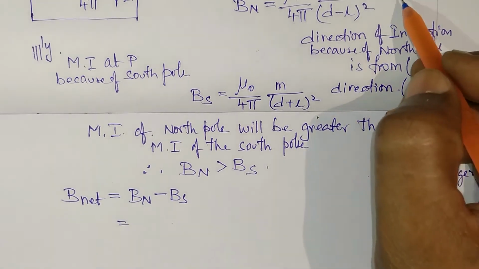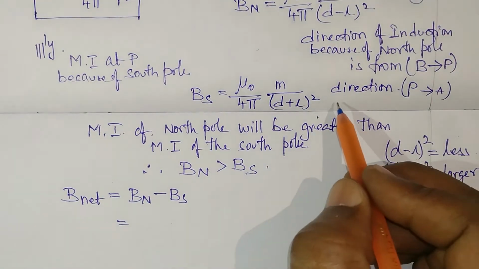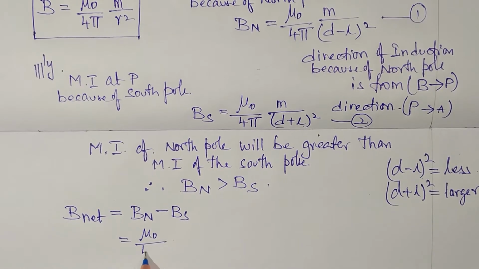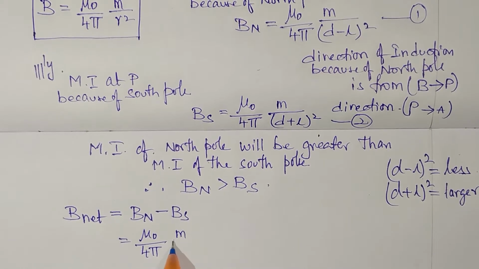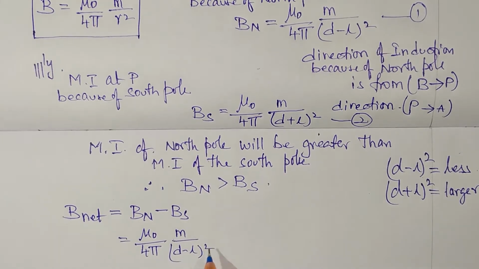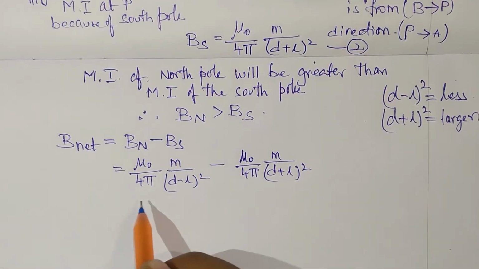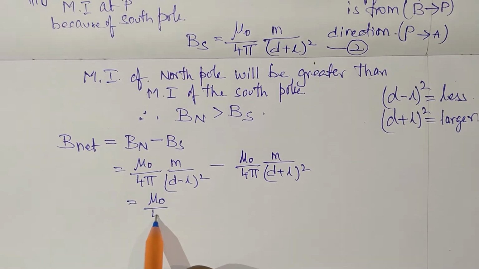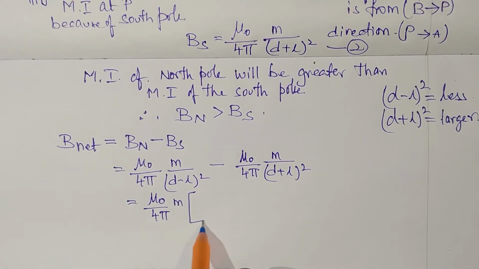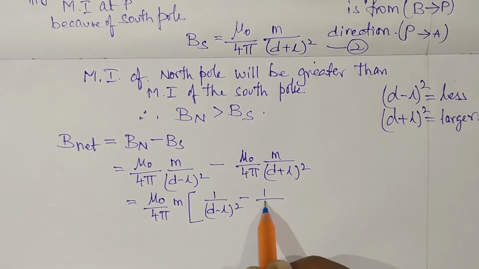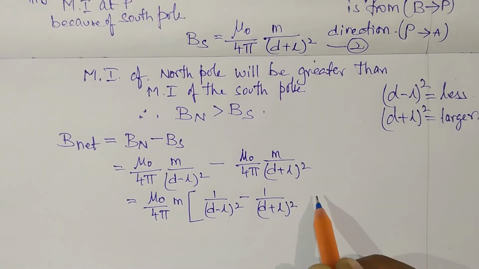So I will name these two equations as equation 1 and equation 2. Now substituting these two equations here, this is mu naught by 4 pi m by (d minus L) whole square minus mu naught by 4 pi m by (d plus L) whole square. So we can take out what common here? Mu naught by 4 pi m common. I will write this as 1 by (d minus L) whole square minus 1 by (d plus L) whole square.